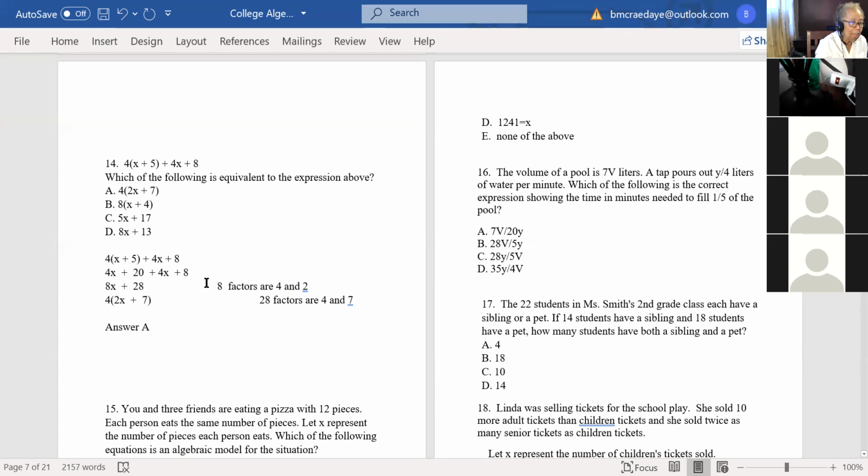Now you use your factors. The factors of 8x and 28, the one they have in common is the 4. They both have a factor of 4. So you can pull that 4 out, and what's in parentheses is what you multiply to get back the 8x and the 28. 4 times 2x is 8x, 4 times 7 is 28, and that exactly matches A.